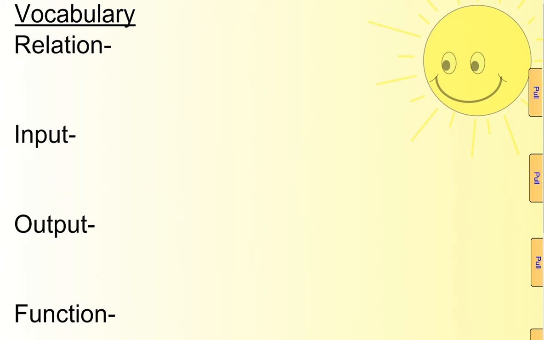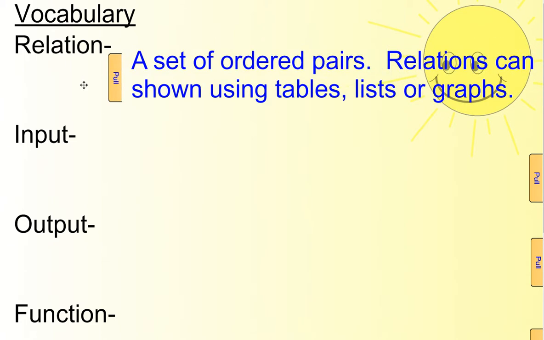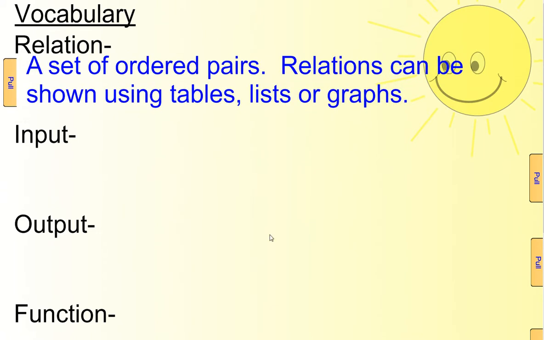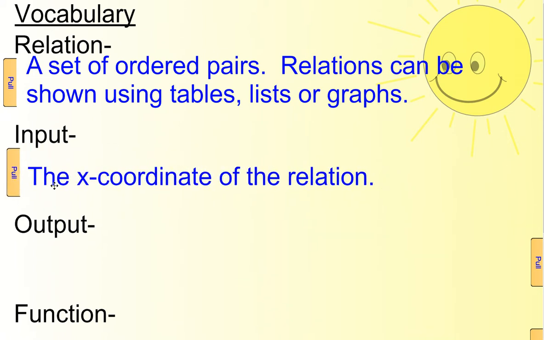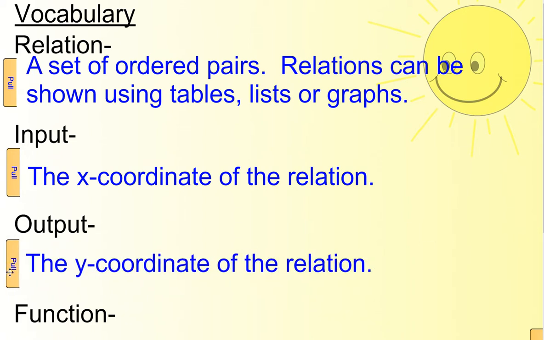So you have a whole bunch of vocabulary words here. First one is a relation. A relation is a set of ordered pairs. Relations can be shown using tables, lists, or graphs. This relation is another way to say it's a function. From this relation, you will always have your input, which is the x-coordinate, and your output, which is the y-coordinate of that relation.